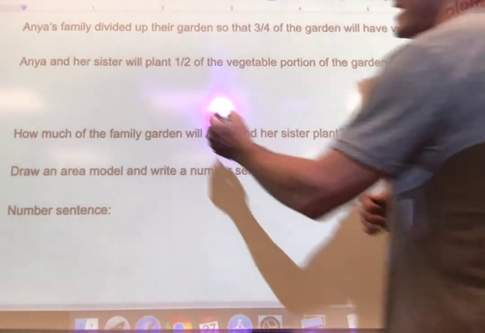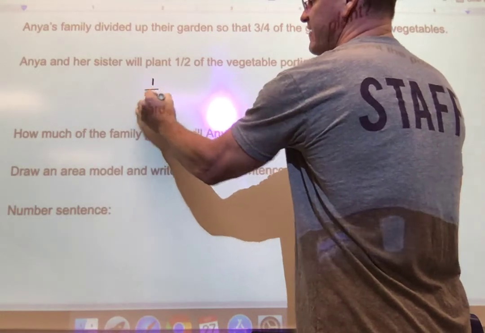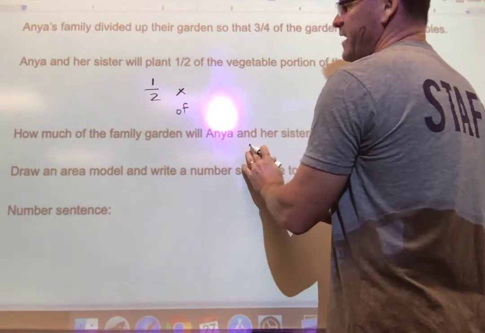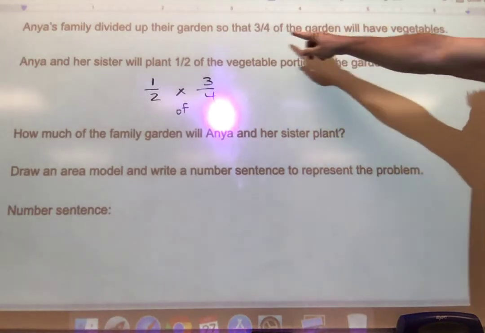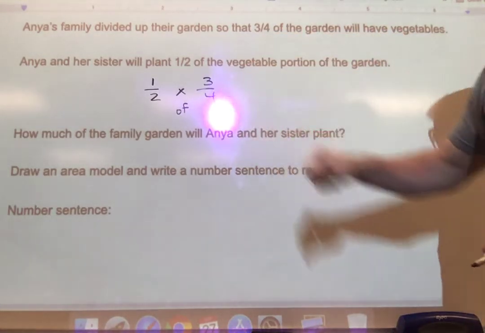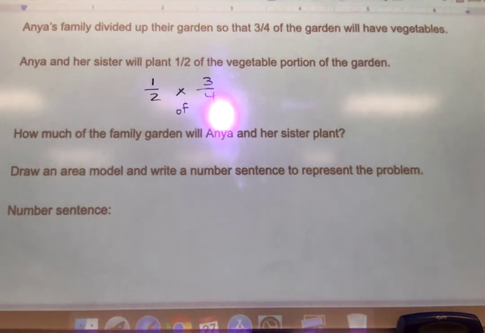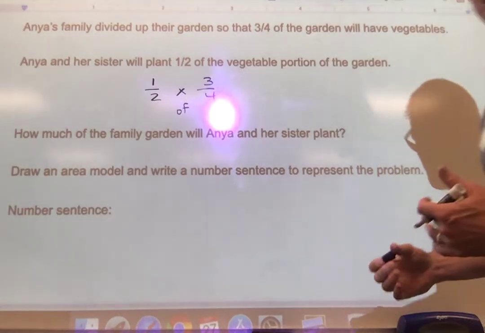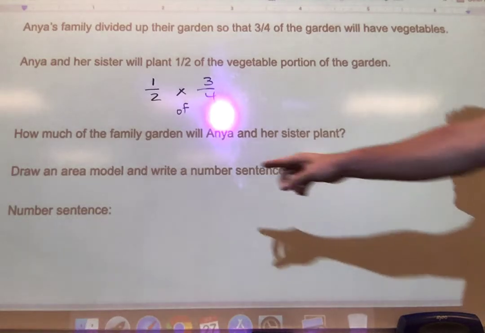And the way I'm looking at it, Anya and her sister get to plant 1/2 of, we know when we say multiply, that could be of, 1/2 of the vegetable part. Well, I know the vegetable part is 3/4 of that garden. So they just get to plant a half of that 3/4 of the garden. So I know my answer is going to be smaller than 3/4. I've got to cut that in half. Okay, because remember when we multiply by a half, it's the same as dividing by 2. All right, so let's cut 3/4 in half, and let's do that with an area model.